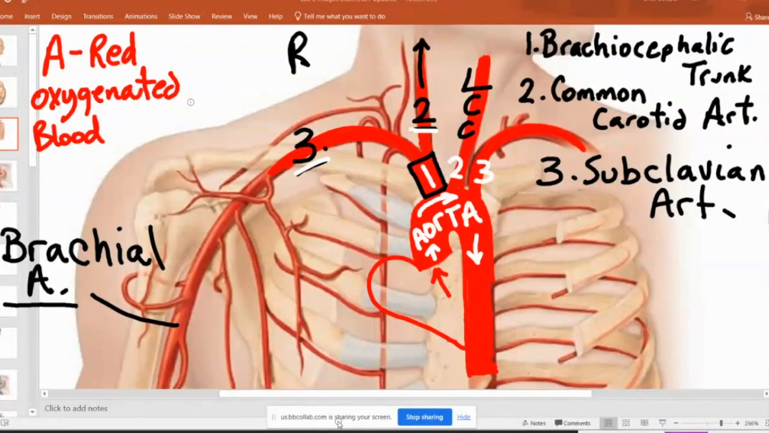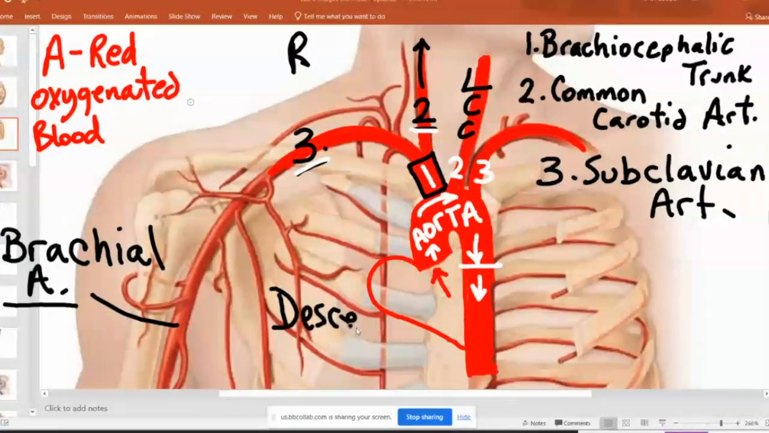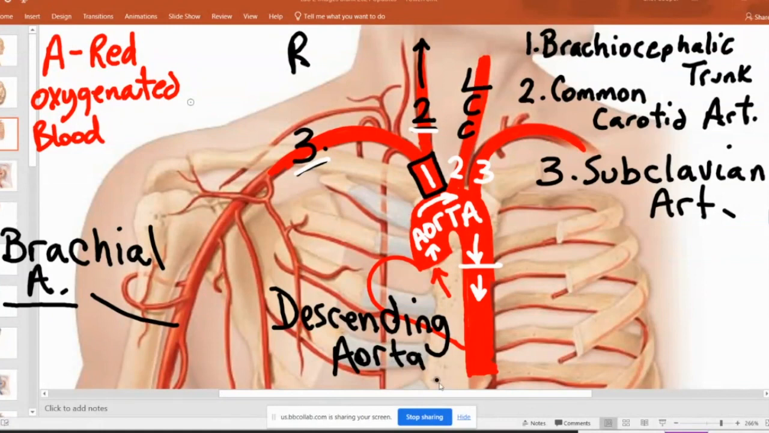The other thing is, after we get past right here and we're going down, they said, ooh, that's not the arch of the aorta anymore, so we need to rename it. They still call it the aorta, but because blood is traveling down, they call it the descending aorta, okay? They've renamed it descending aorta. Sometimes they will say, oh, it's in the chest, so it's the thoracic aorta, but they've named it the descending. Aorta is the most common.